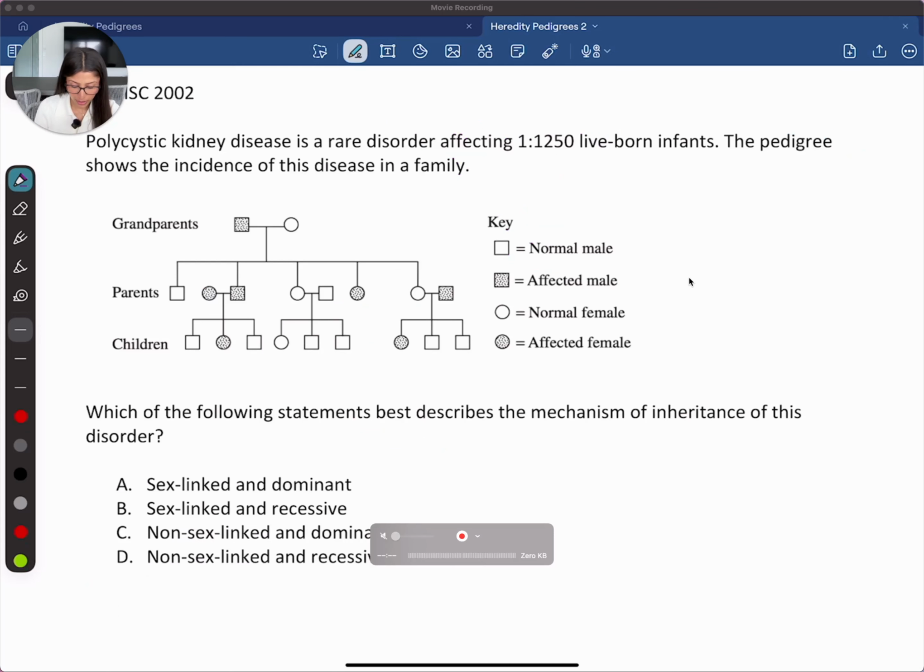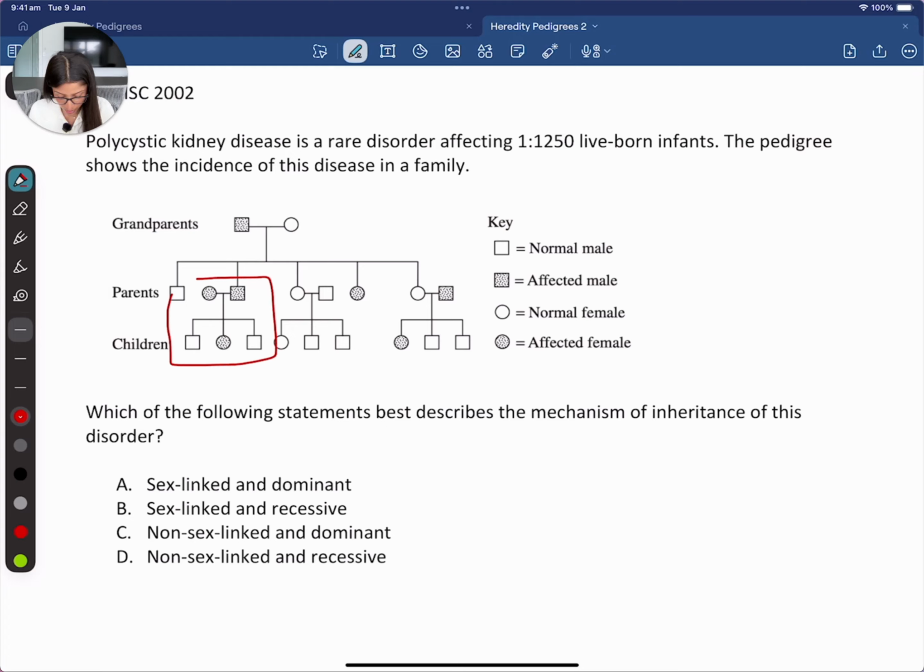All right, let's have a look at this next pedigree here. So again, we're looking out for either two affected parents or two unaffected parents. And in this scenario, we can see here we have two affected parents that have unaffected offspring. So this will tell me it's a dominant condition.